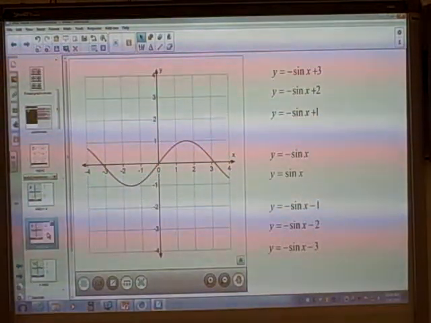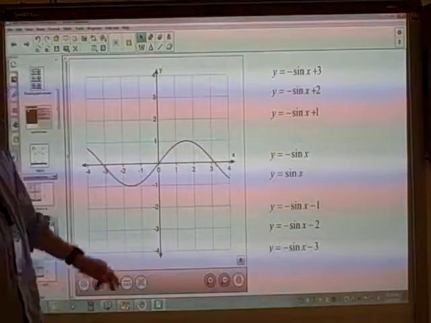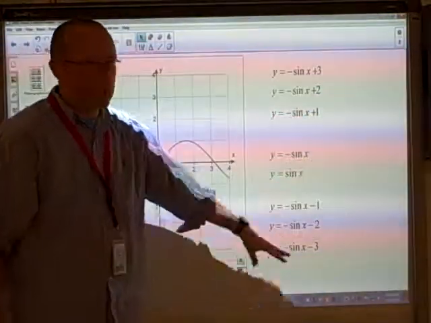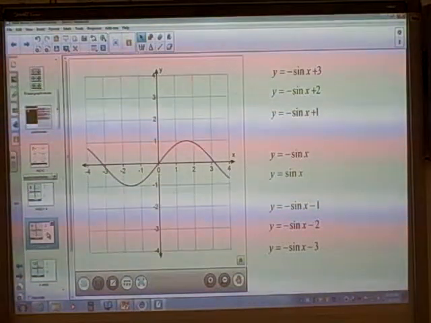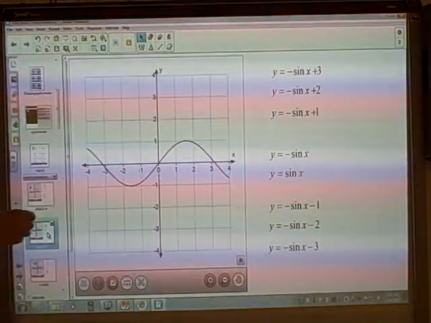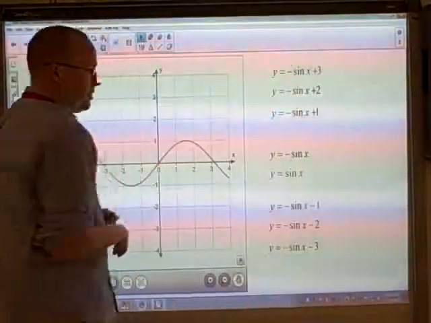Now we can also do this for negative sine x. Now I've got negative sine x plus different numbers. Now when we have multiple combinations of transformations, we have to make sure we follow order of operations. So multiplication is going to come before addition for this.